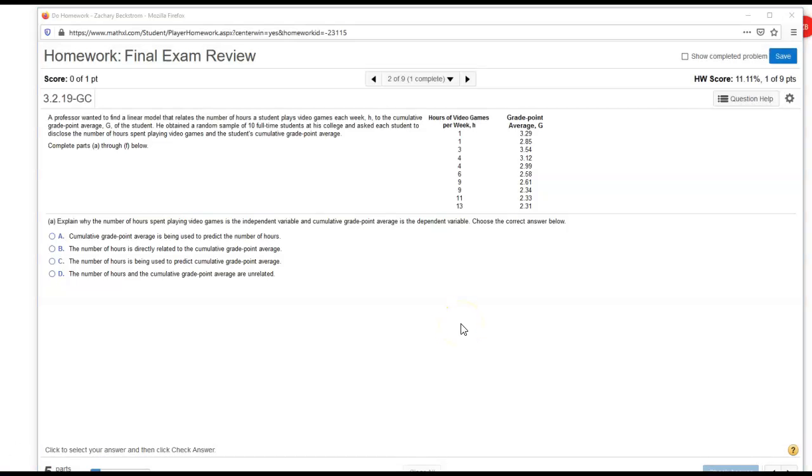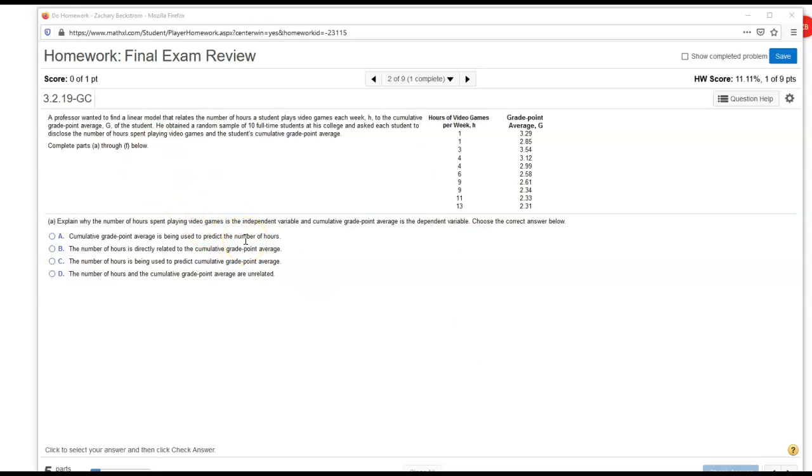All right, for the next problem, it says a professor wanted to find a linear model that relates the number of hours a student plays video games each week, h, to the cumulative grade point average, g, of the student. He obtained a random sample of 10 full-time students at his college and asked each student to disclose the number of hours spent playing video games and the student's cumulative grade point average.